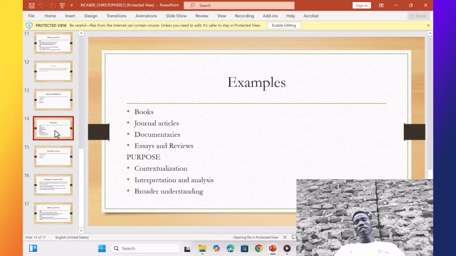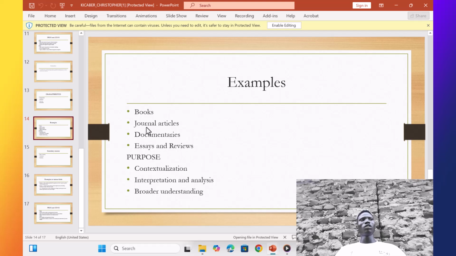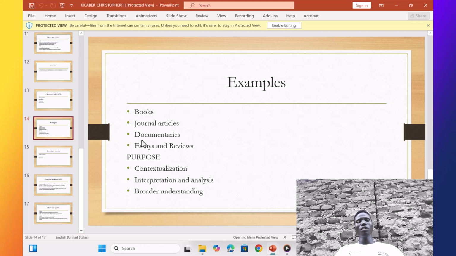Some examples of secondary sources are books. You can write a book by picking information from different books. Textbooks. We have journal articles. You can write an article by picking your words from different sources. Documentary, essay, and review.